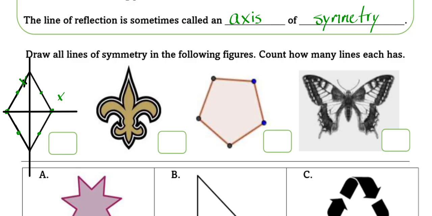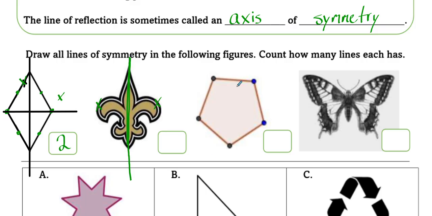So we have two lines of symmetry for a rhombus or a parallelogram. On my paper, it looks like a rhombus. On this, it looks a little bit more like a parallelogram. Actually, it's the same either way. On the Saints logo, we have one line of symmetry straight down the middle. You can see each point has a matching point on the opposite side.